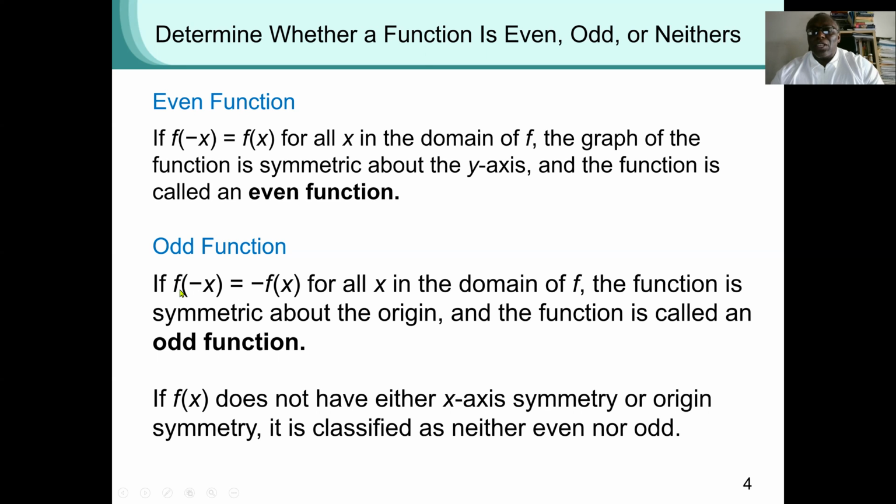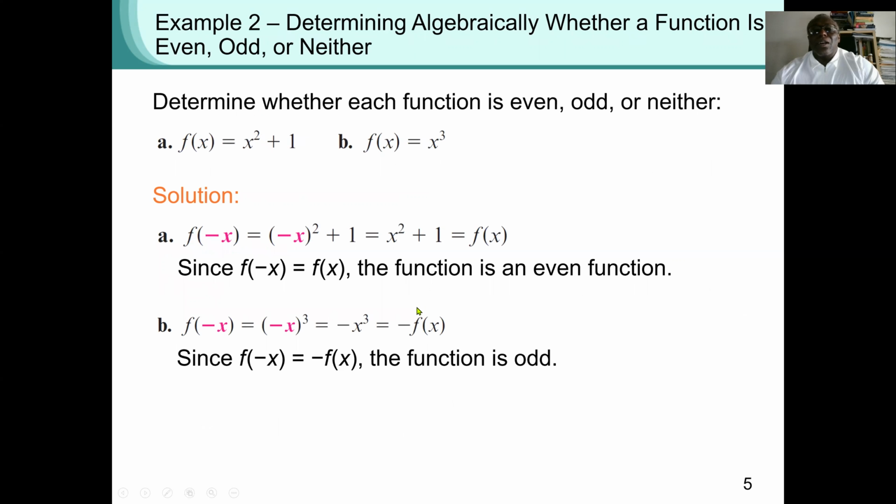Now, if f of negative x is equal to negative f of x for all x in the domain of f, then the function is symmetric about the origin, and this function is called an odd function. If f does not have either y-axis symmetry or origin symmetry, then the function is neither even nor odd. So let's see an example.